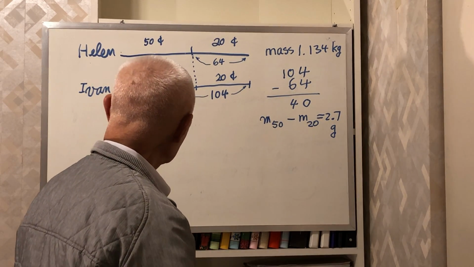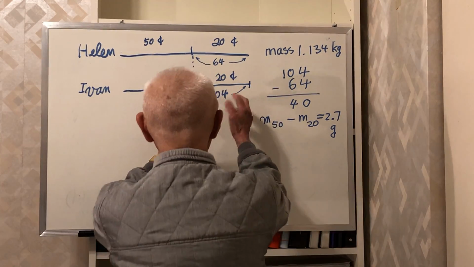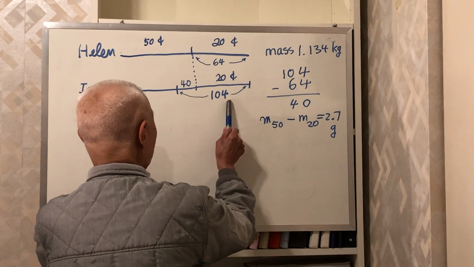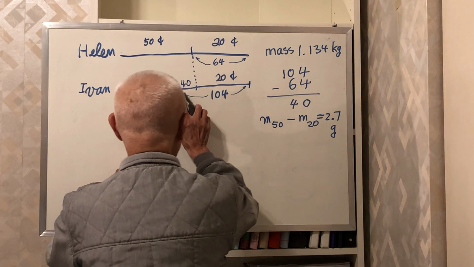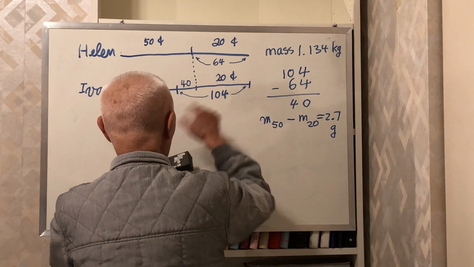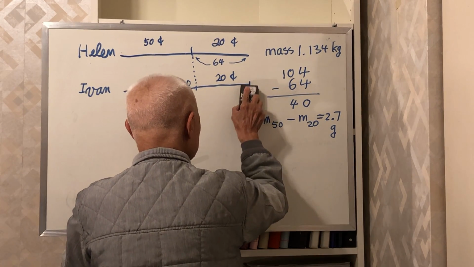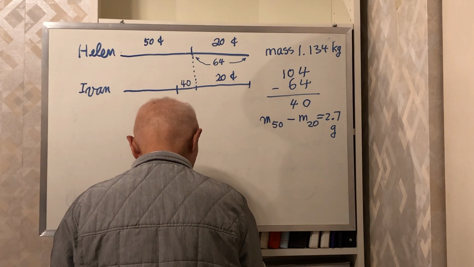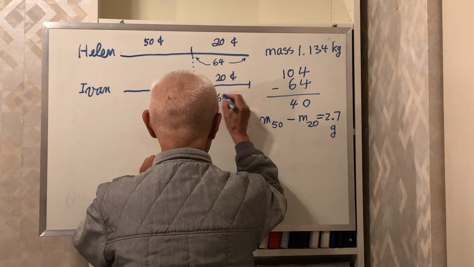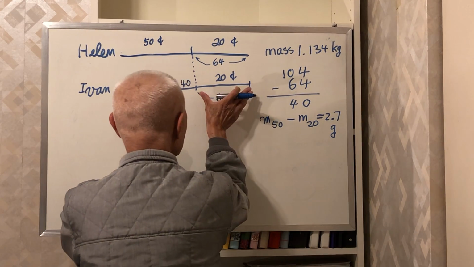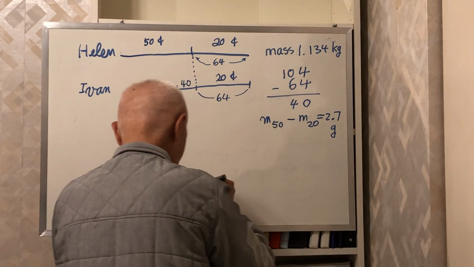Okay, so from this, you see, from here to here is 104. So I can break these 20-cent coins into two groups. This is 64. But this is 40. Okay? Okay, this is 40.